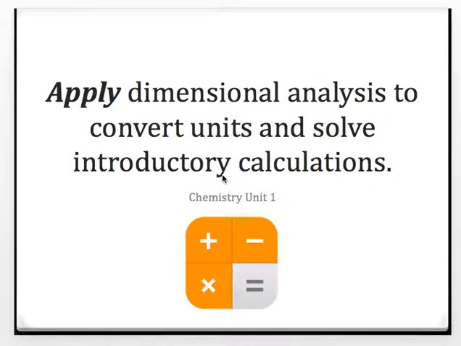This is our fourth video for Unit 1, and we are going to cover some basic metric conversions and how we apply dimensional analysis to solve problems. Now, the math in dimensional analysis isn't necessarily difficult, but what I want you to get out of this is the problem-solving strategy that it allows us to have.